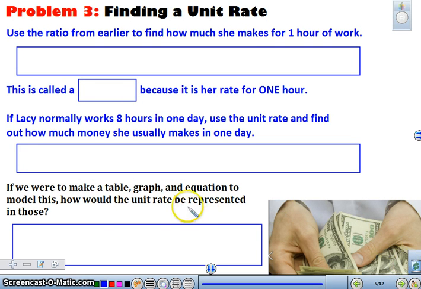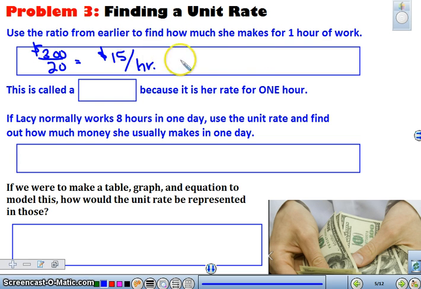On that next page down in your notes, it says we want to use a ratio from earlier to find what she makes per hour. And our ratio from earlier is that she makes, if we found this one, we were taking $300 and dividing it by 20 hours, which came out to be our unit rate of $15 per hour.